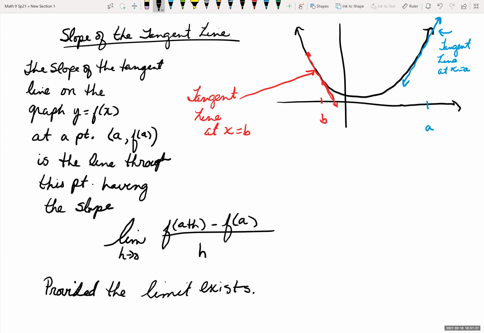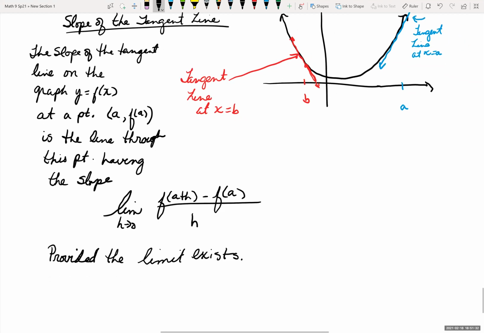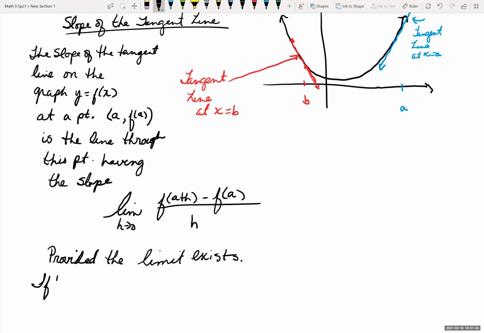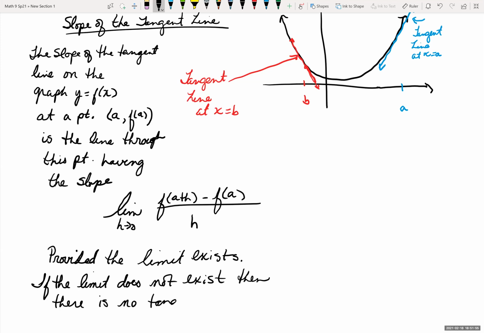If the limit doesn't exist, then there's no tangent line at that point. So if the limit doesn't exist, then there's no tangent line at that point. And we'll talk about what could be happening if the limit doesn't exist, but not right at this second.